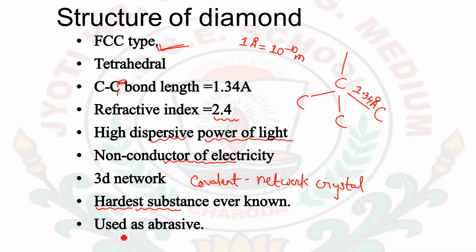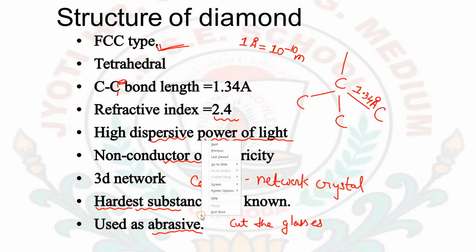And what is the application? Due to this hardness of the diamond, we use it as an abrasive, one of the best abrasives. We use it to cut glass into its finest shapes. Without breaking the glass we can cut it easily by using diamond cutters. Also, for cutting a diamond, a diamond is used. So these are some of the properties of the diamond.